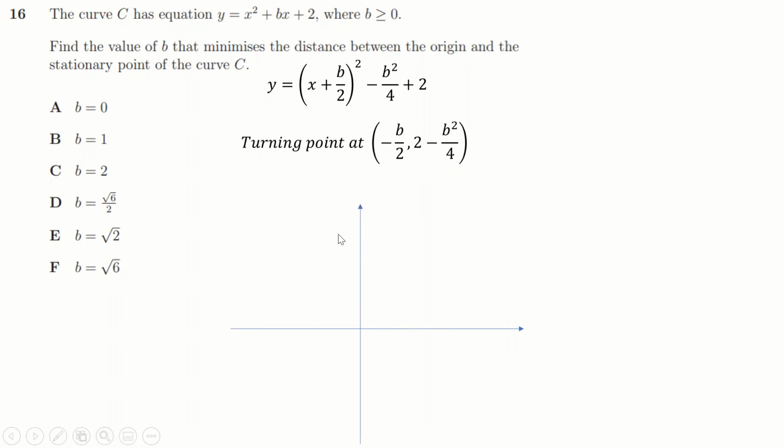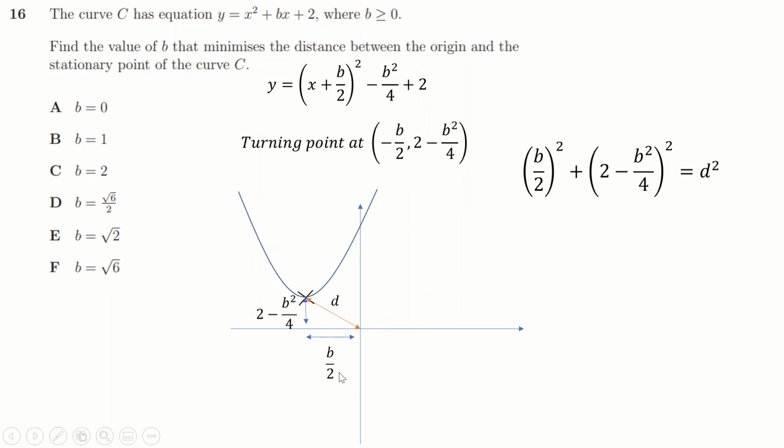So what this graph looks like is, now b is positive, which means minus b over 2 is indeed over here. It's just a quadratic, and this turning point is at minus b over 2, 2 minus b squared over 4. Now, I don't know whether this is positive or not, but I also don't care. I'm just looking to minimize this distance here across. Now, I can just do some Pythagoras to do that, right? Because I know the distance flat across is b over 2, and up, or down, it doesn't matter which way, is this. So I've got that this diagonal distance that I'm trying to minimize, that squared is equal to that squared plus that squared, just from Pythagoras.